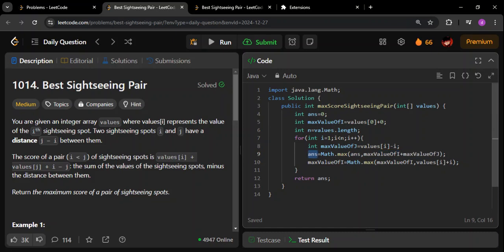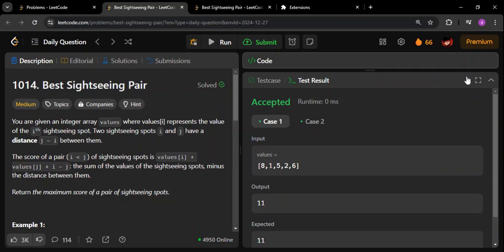Okay, next we are going to update this also. For that, what we are doing: max value of I, comma, values of I plus I. Okay, simple as that, and then we're writing the answer. And let me submit this and show it to you. This is also clearing all the test cases.